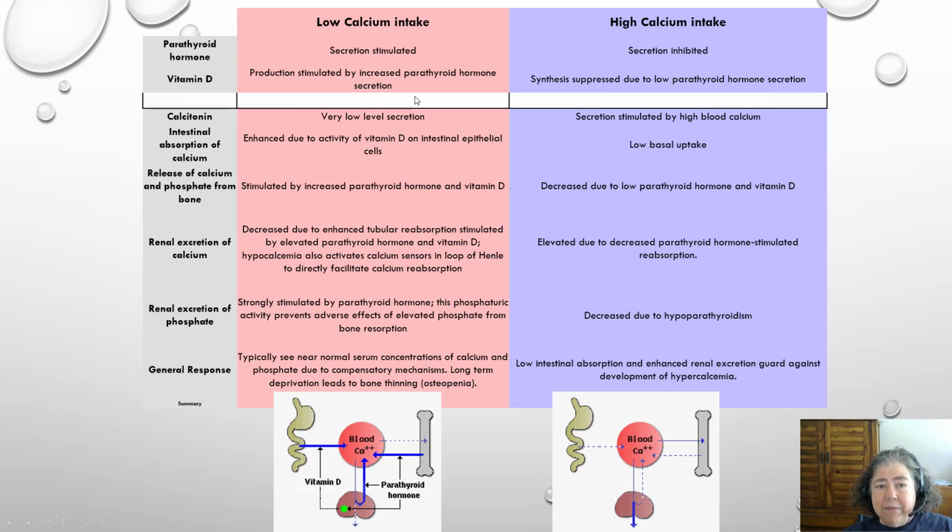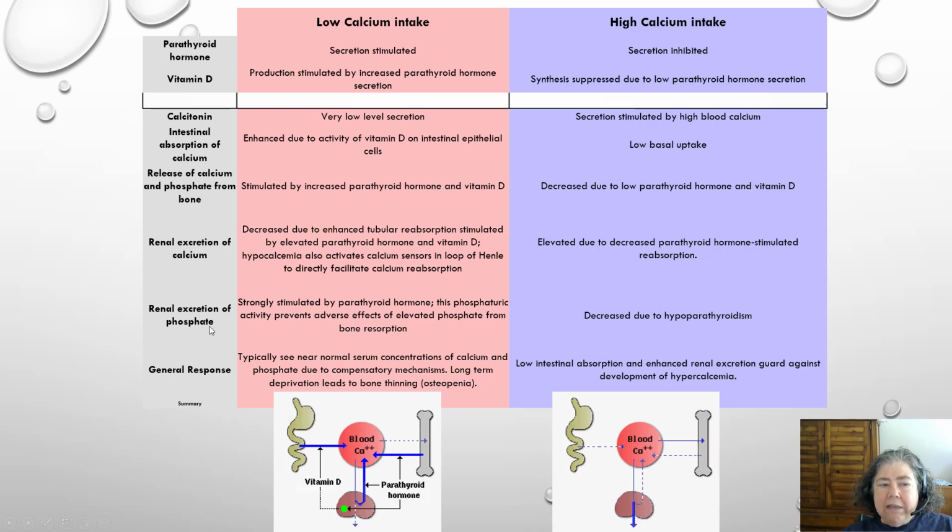With low calcium intake, we release calcium and phosphate from bone under the influence of parathormone. When we have plenty of calcium, we decrease the release of calcium from bone, so we don't break down bone. When we have low calcium intake, we don't excrete calcium, we reabsorb it. And the opposite is true when we have a lot of calcium.